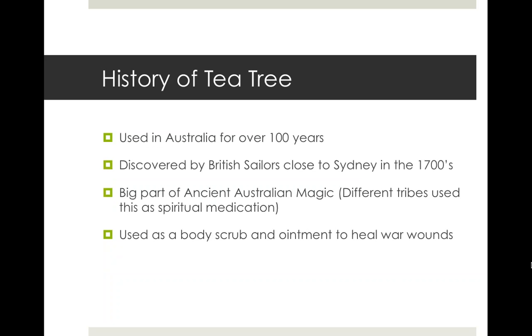So the history of tea tree. Tea tree was used in Australia for over 100 years, so it's a huge thing in Australia. People have known about it, they've used it, it's very common there. It's said to have been discovered by British sailors close to Sydney in the early 1700s. So apparently they were sailing in somehow close to the Sydney area. They came across it there in the marshy areas of the harbor, and this is how tea tree came about.